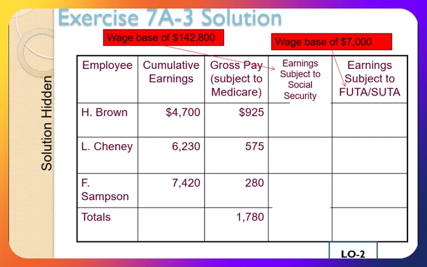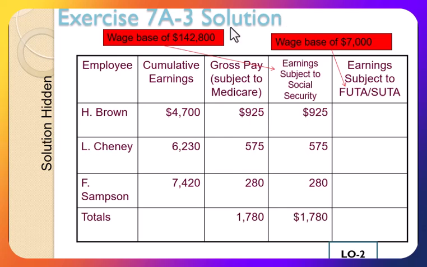Then the next thing we want to do is figure out what our earnings are that are subject to Social Security. Remember the Social Security wage base is 142,800. So let's look at Brown. If we combine his cumulative plus gross pay, that's nowhere near that wage base of 142,800. And same with Cheney and Sampson. Neither of these 3 are at that limit. So we can go ahead and add those columns through here, for a total of 1,780.